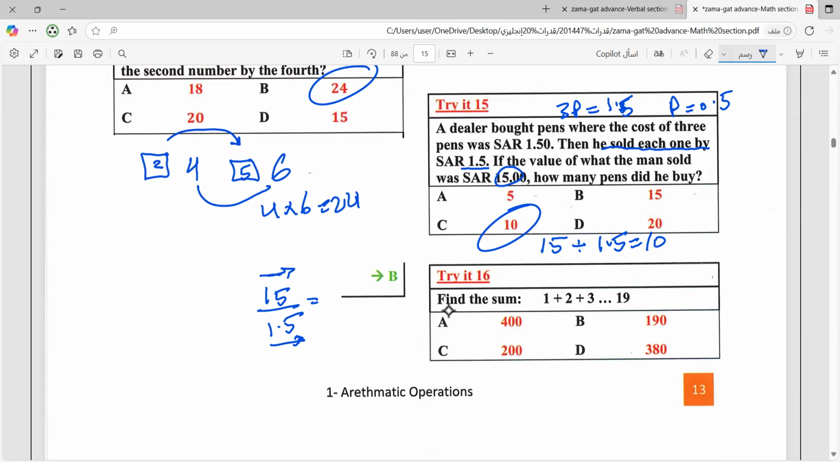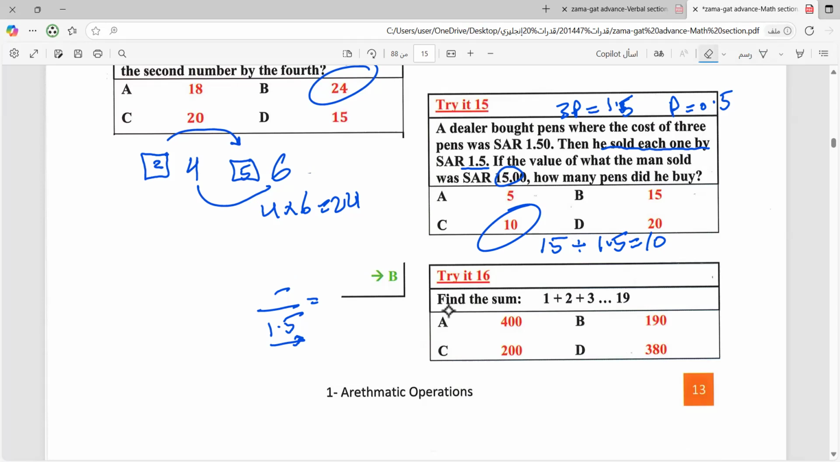Because if he bought 1 pen for 0.5, write it on the board if you can. I don't know how to write because I'm on a laptop, so it's really hard to write. But if he bought 5 pens for 0.5, then if he sold 5 pens for 1.5, then that's 15. He sold 1 for 1.5, so if he sold 10, that's 15.